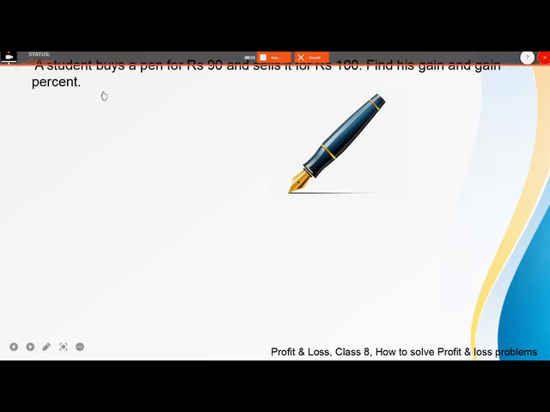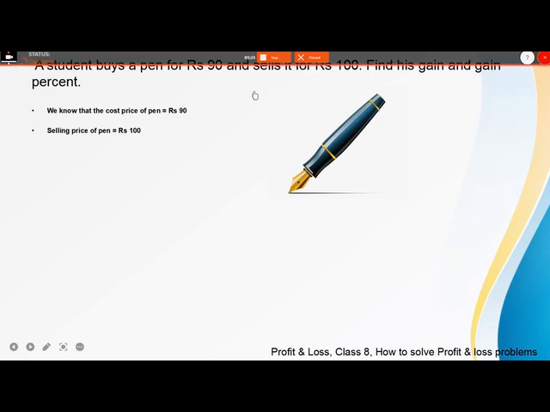Here the first question is: a student buys a pen for rupees 90 and sells it for rupees 100. Find his gain and the gain percentage. Here it is given that it is a gain, so let's write what is mentioned. We know that the cost price of the pen is rupees 90, and the selling price of the pen is rupees 100. The student buys for 90 rupees and sells for 100 rupees.